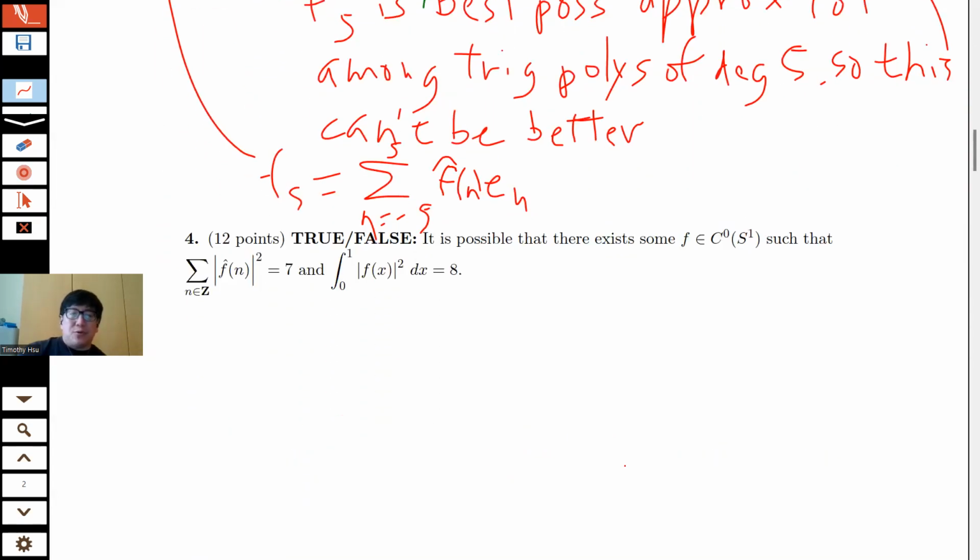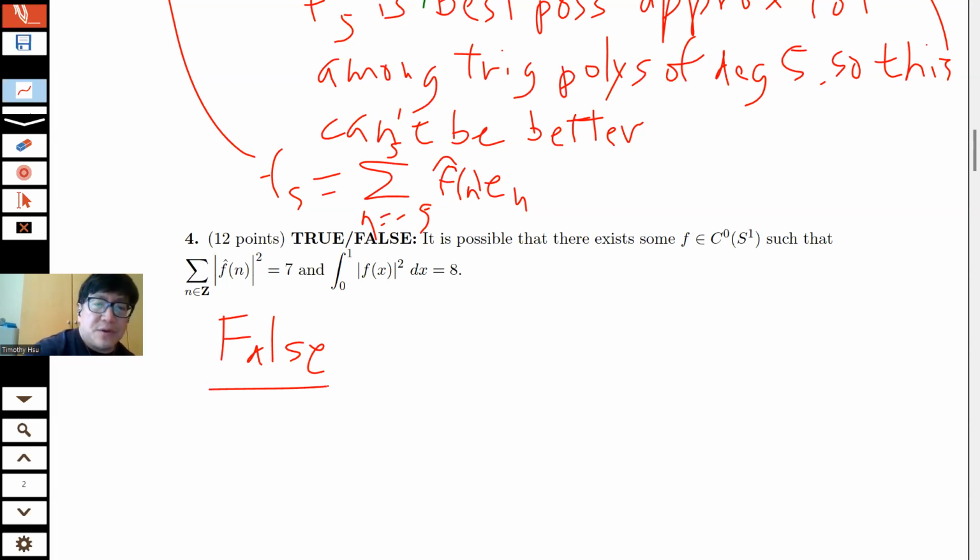Next, true or false? Is it possible there exists some continuous function f on S1 such that the sum of the squares of the coefficients f hat of n equals 7, but the integral of f squared equals 8? Well, that's false. It's got to be false, right? Because there's 7 and 8. How could it be? Well, but okay, why is that?